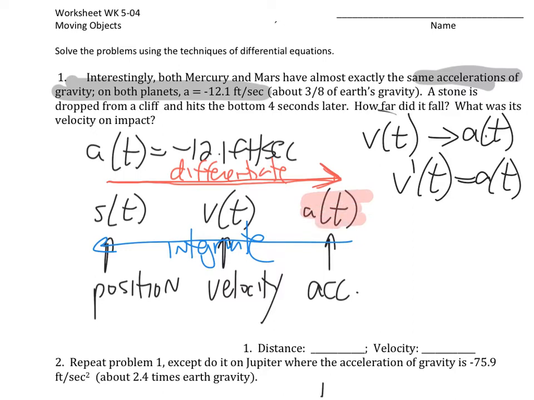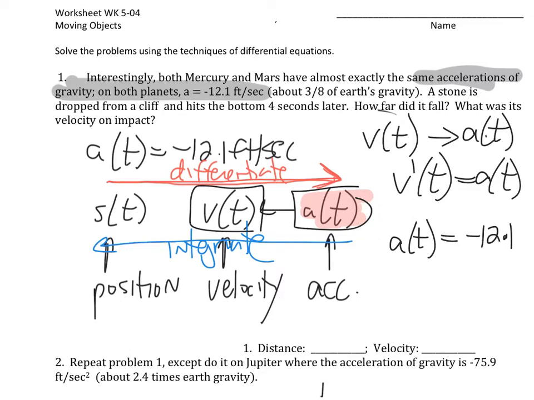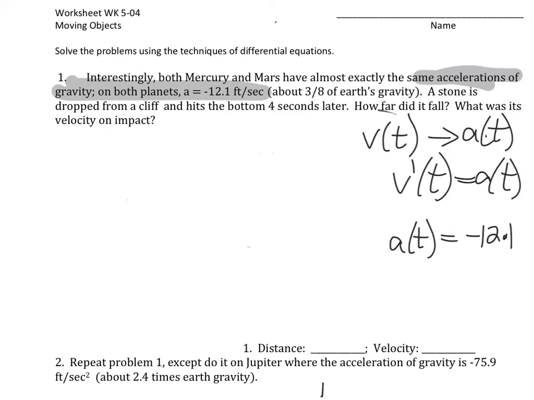Here they're telling you that on these two planets the acceleration is negative 12.1. What we're going to have to do is get the velocity function by integrating the acceleration, and then get the position function by integrating the velocity. So what I suggest you do is write out S, V, A, and to the right you differentiate, to the left you integrate. So here I'm given A of t is negative 12.1.